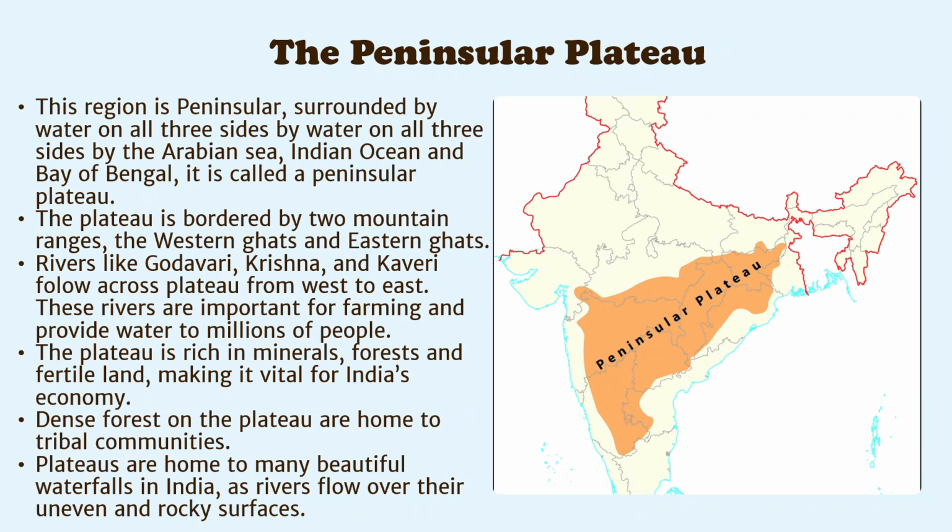The plateau is bordered by the Western Ghats and Eastern Ghats. Rivers like Godavari, Krishna, and Kaveri flow across this plateau. The plateau is rich in minerals, forest, and fertile land. Many tribal communities also live in these forests. Beautiful waterfalls are formed because rivers flow over rocky surfaces.